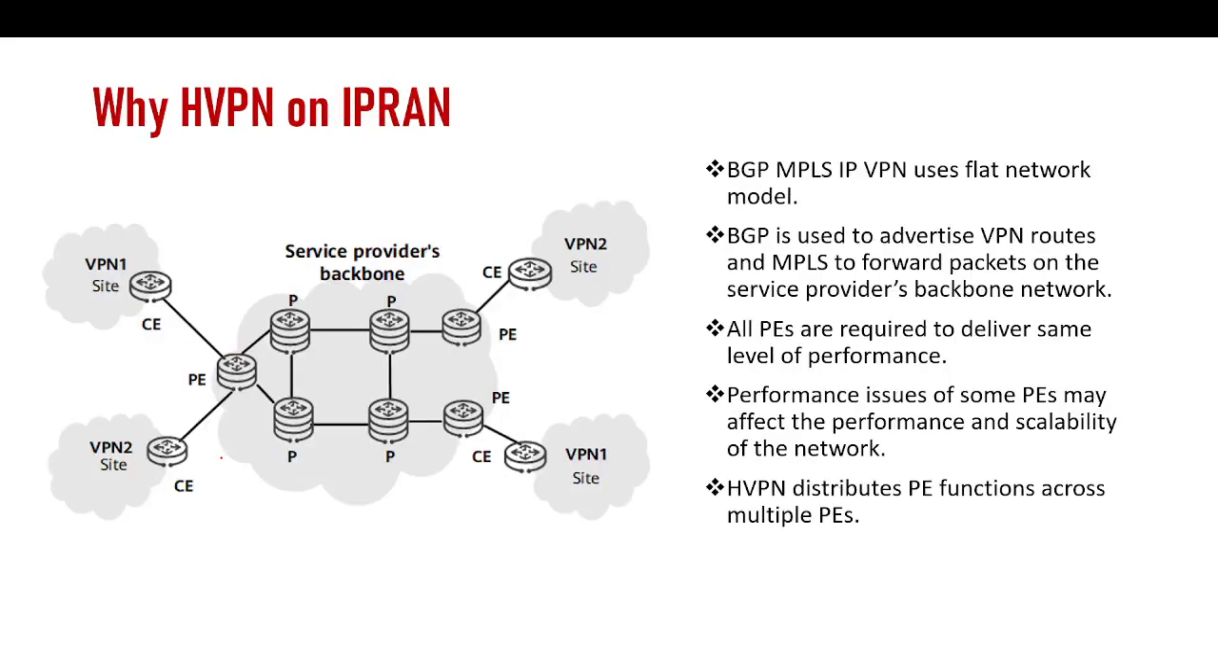So next, why do we need HVPN on IPRAN? I've said that HVPN stands for hierarchical VPN. Generally in the service provider network, we have the provider edge routers, we have the provider routers, and then we have the PE. So this is a kind of flat network. We have the PEs, we have the PEs. The PEs are exchanging the VPN routes, and they should be able to handle all the routes that are exchanged on our MPLS backbone.